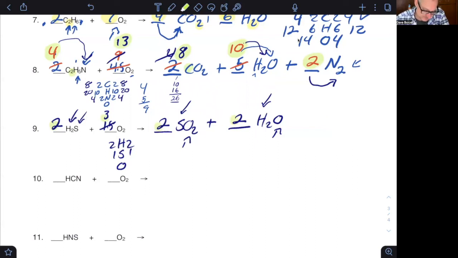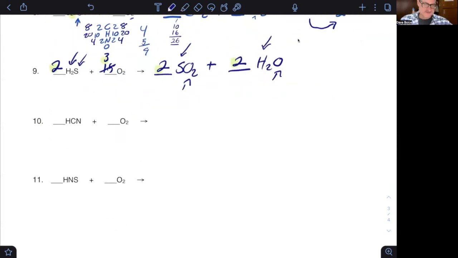Hydrogen, 2 times 2 is 4. On this side, it's all in the water. I have 4 there. Sulfur, I have 2 because I added that 2. Now I have 2 sulfurs in the SO2, and the oxygen we just balanced at 6 apiece.